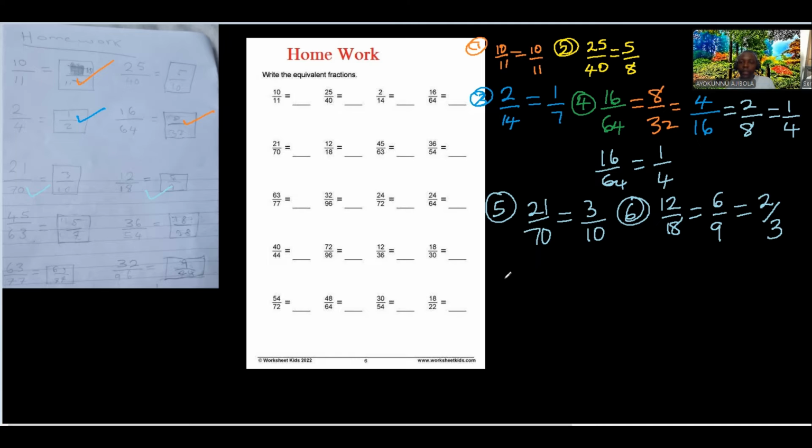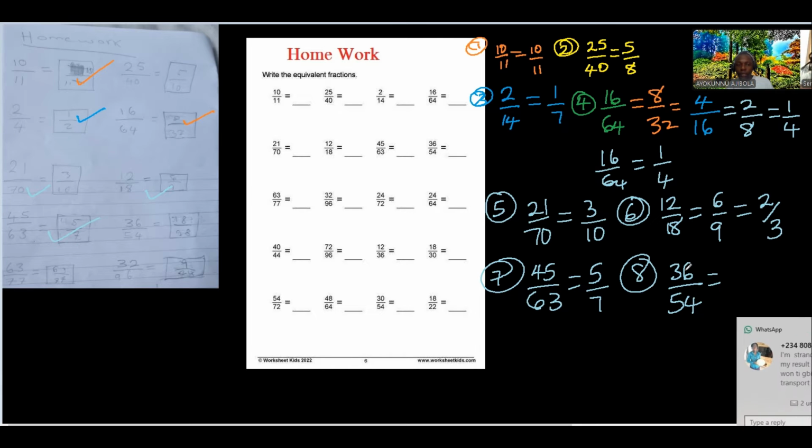Good. Then number 7. So for number 7, we have 45 over 63. We can use 9. 9 in 45 is 5, and 9 in 63 is 7. So you're right. And number 8, we have 36 over 54. So we can use 18 to divide them.